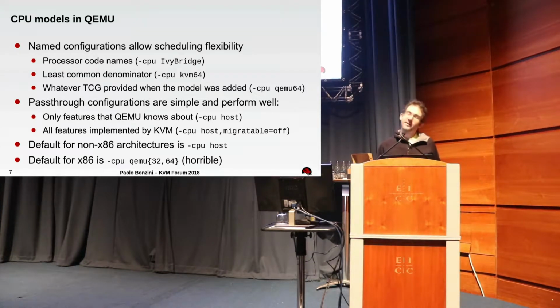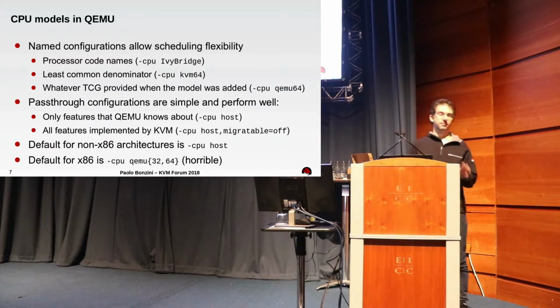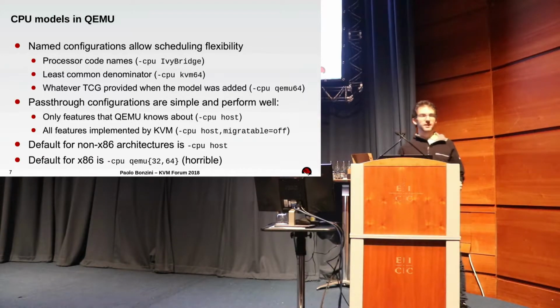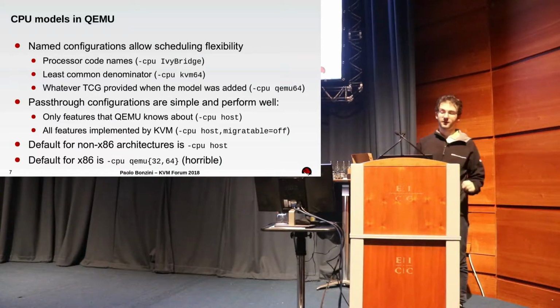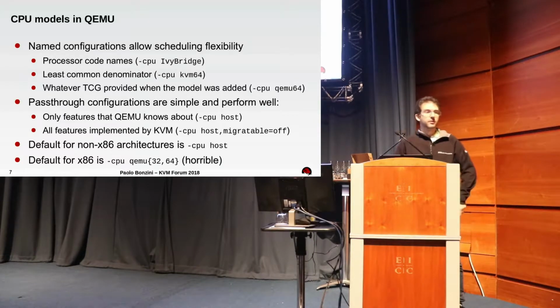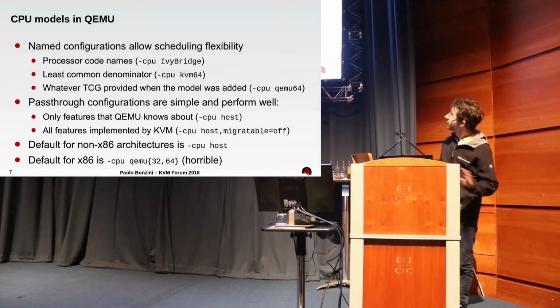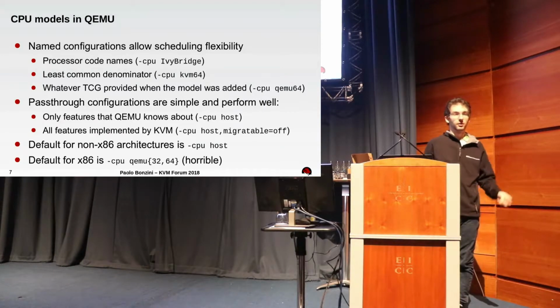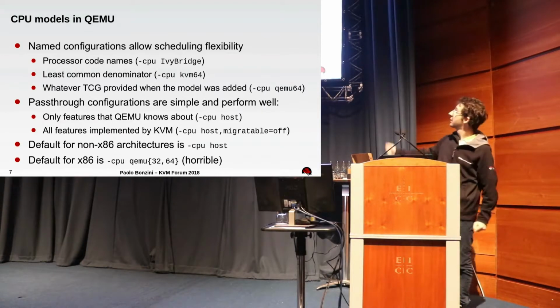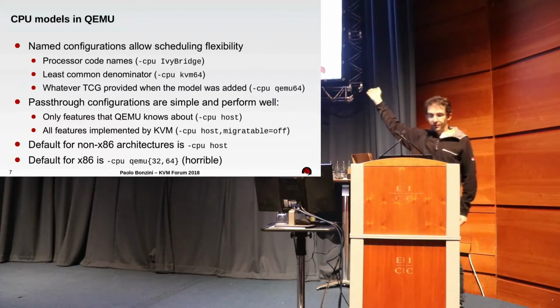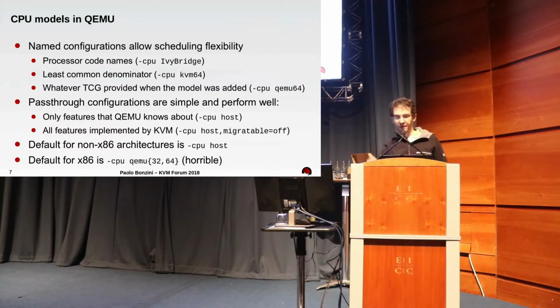Other architectures actually have a better default, which is to do pass-through configuration. Pass-through configurations are simple. They usually perform well. You can choose whether to only include features that QEMU knows about, with -cpu host. In that case, you can do live migration to an identical physical machine. Or you can choose to enable blindly all the features that KVM implements. In that case, no live migration is possible, because you don't know how to migrate the state for those features, if any. And that's why the way to do it is -cpu host,migratable=off.